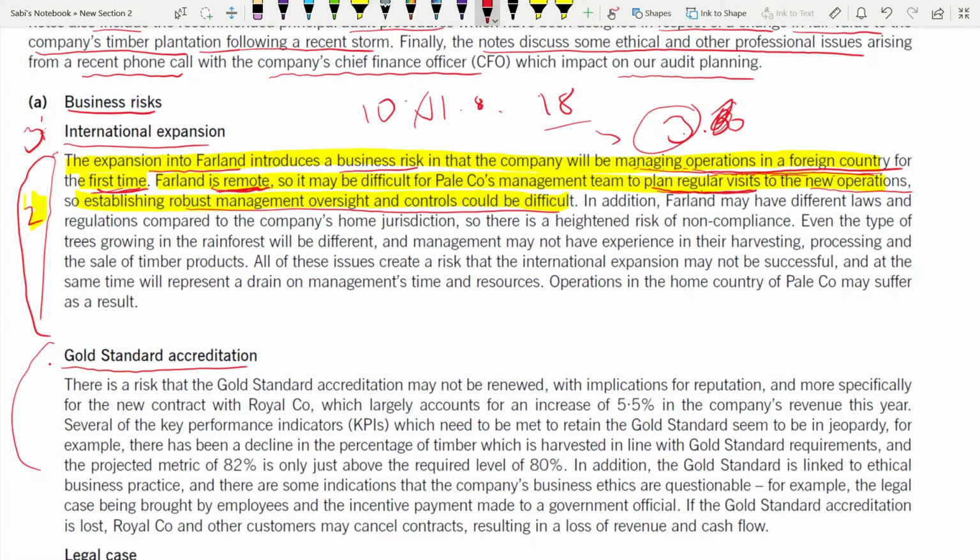Next. In addition, Farland may have different laws. Exactly. Think about laws and regulations when it's a different country, right? Compared to the company's home jurisdiction. So there is a heightened risk of non-compliance. Yes. This is the third point. But we'll go through the whole answer. The reason why is because some of you might write the first 2 points. Some of your answers might not come in the first 2 points. Some of you might write this latter answers. So that's why it's important for me to go through all the possible answers.